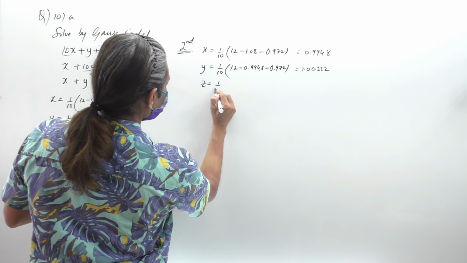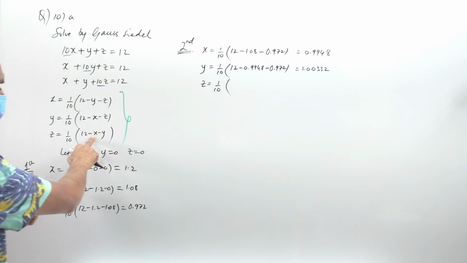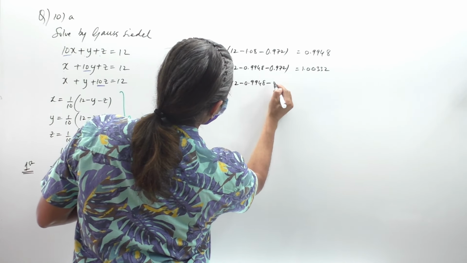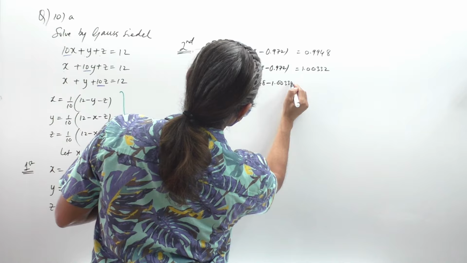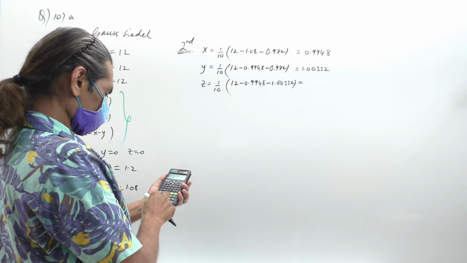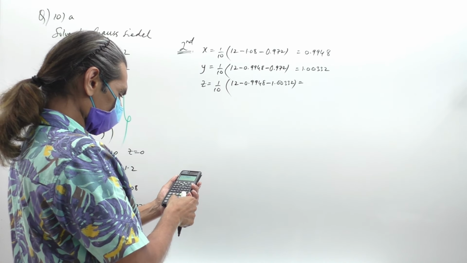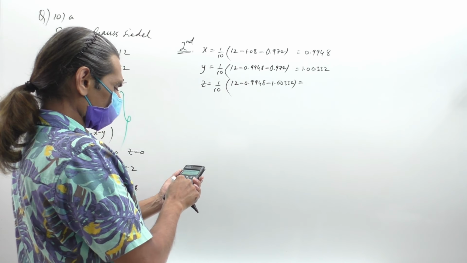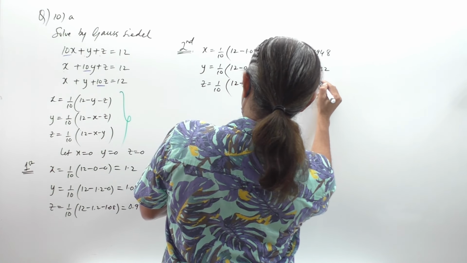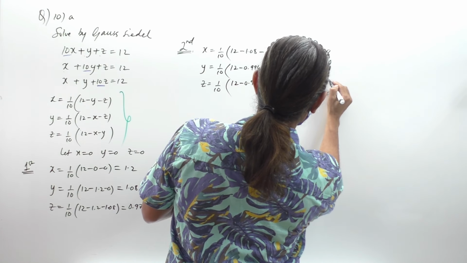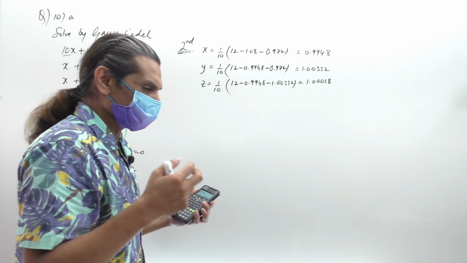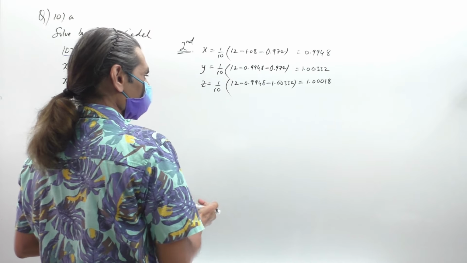Similarly z is equal to again 1 by 10, 12 minus x minus y. New x is 0.9948 and new y is 1.00332. So that will be 12 minus 0.9948 minus 1.032, divided by 10, is equal to 1.0018. So it's my request to take all the minimum 5 decimal places, otherwise they won't give us the marks.